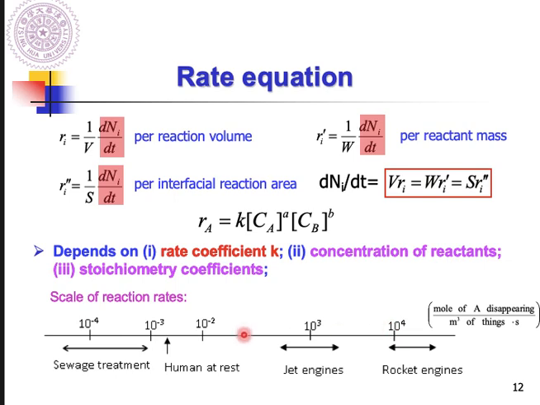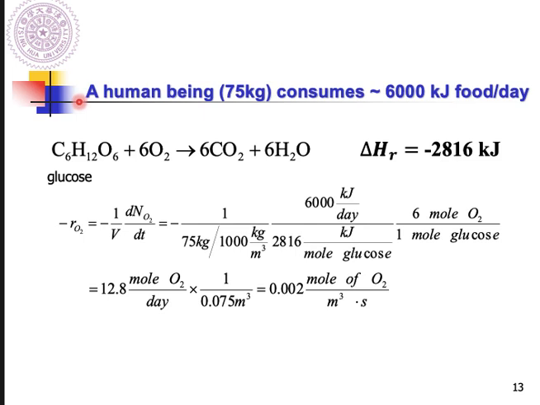So I'm going to give you an example and hope you can simply calculate the consumption rate of reactants. The example here is a human being of 75 kilograms. He consumes 6,000 kcal food per day. Based on this, can you write down the rate equation or consumption rate of the oxygen for this human being?